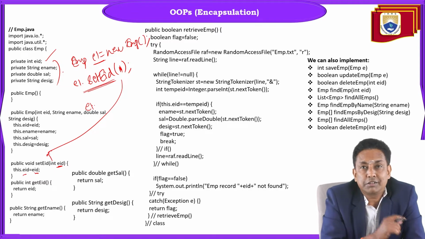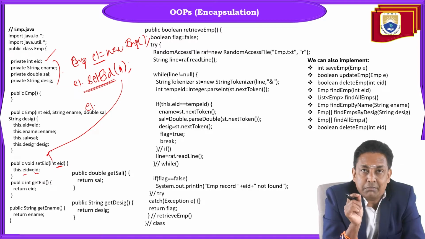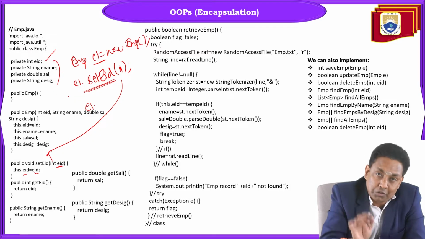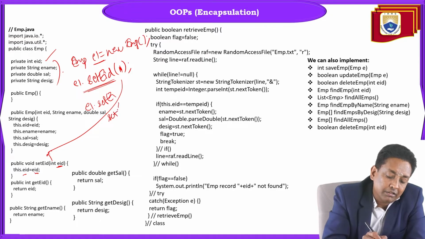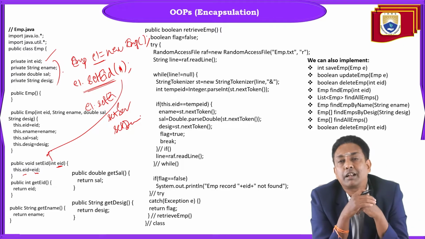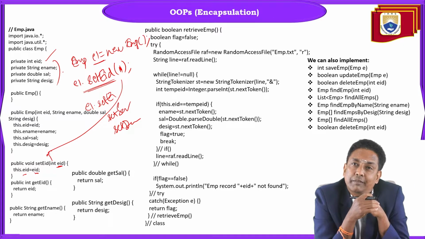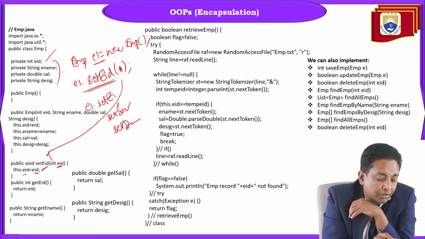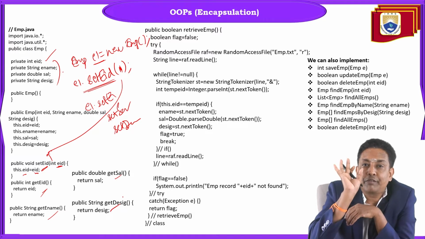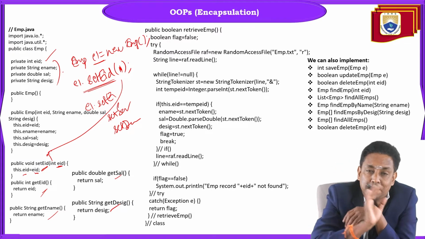e1 dot. Suppose you provide setter methods for employee name, salary, and designation also, then outsiders can write setEmployeeName, setSalary, setDesignation, like that. But if you carefully observe the program, for the employee ID we provided both setter and getter methods, but for the employee name, salary, and designation, we provided only getter methods but not setter methods.